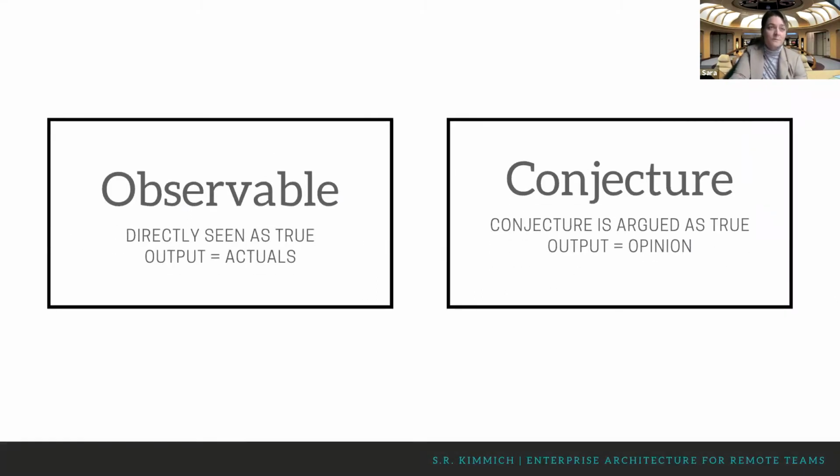The difference between observable and conjecture is observable is what is directly seen as true, and conjecture is what is argued as true. Let's be very frank about this. Any architecture diagram that I see that doesn't actually exist, that the team has not yet created or validated the dependencies for, is conjecture. And it will remain conjecture until that structure is created and verified. That is the only way that we go from conjecture to observable architecture.